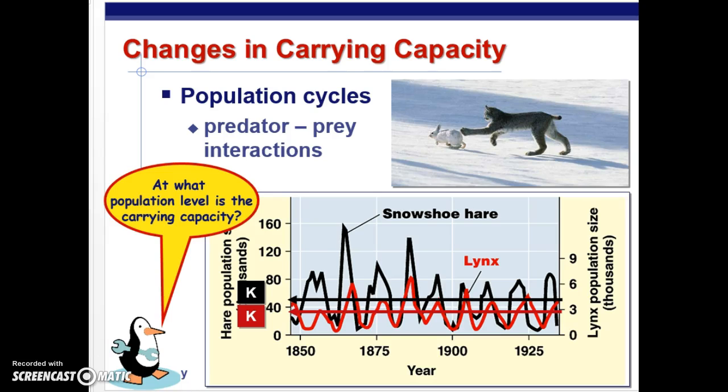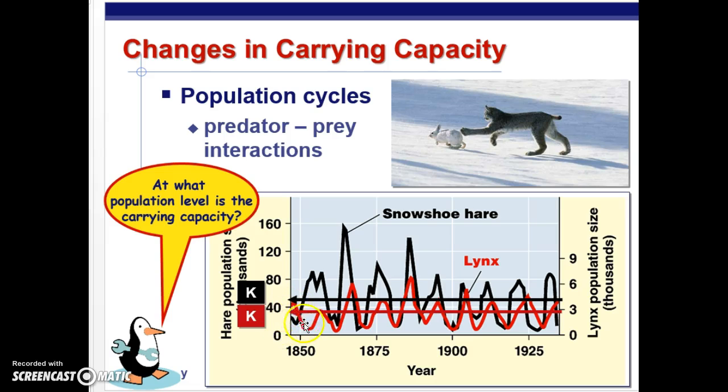Now, another thing to think about when we're looking at the K value or the carrying capacity of the environment is that we can often have cycles of population growth. And that can be very much a part of the predator-prey interaction. So what you see in this graph here is a change in the carrying capacity of the rabbit population occurring here. And actually, this is two different populations. This is the carrying capacity of the rabbits, and this is the carrying capacity of the lynx, the predator.